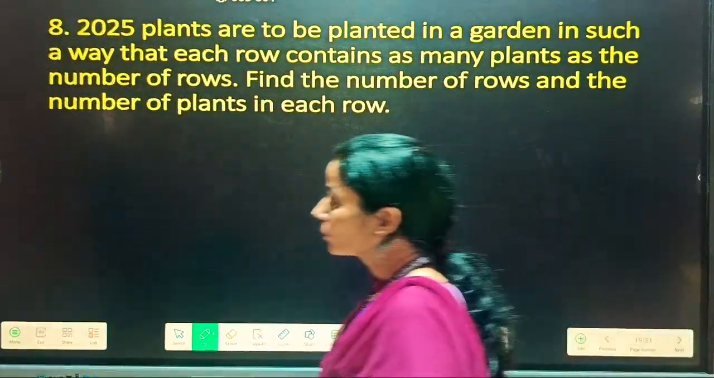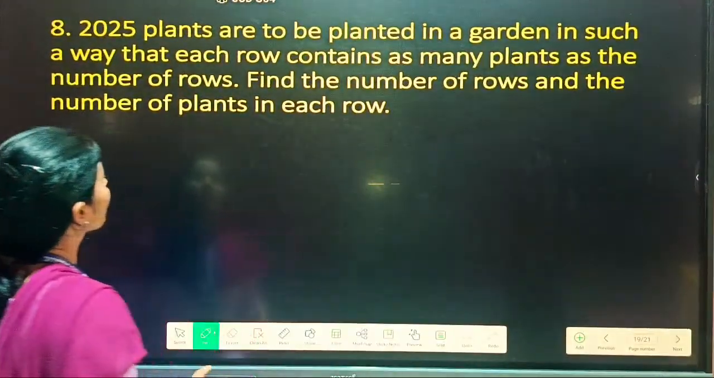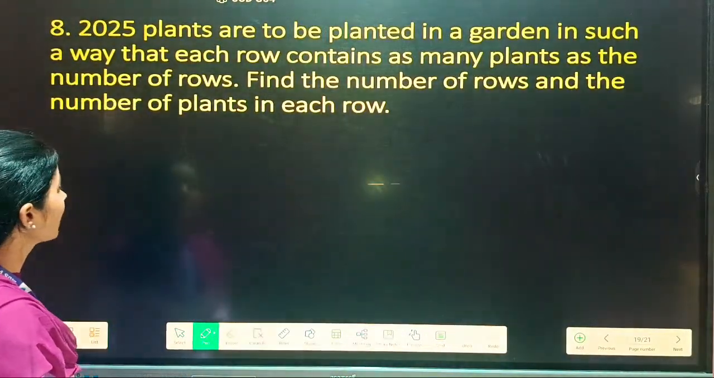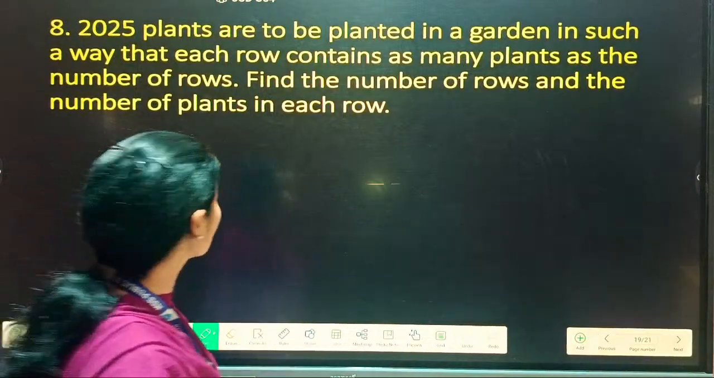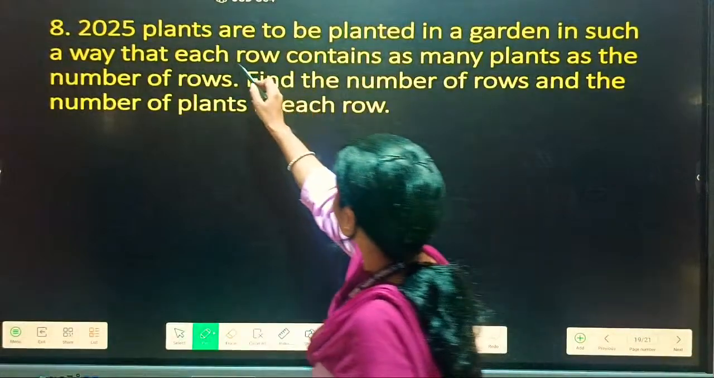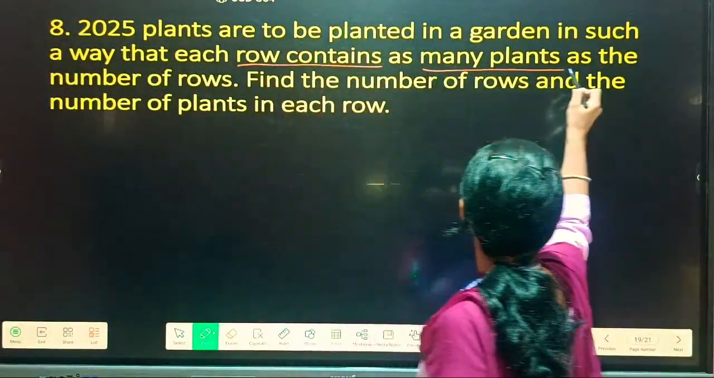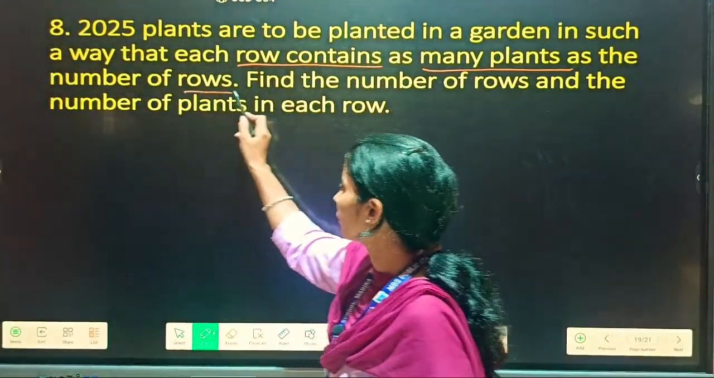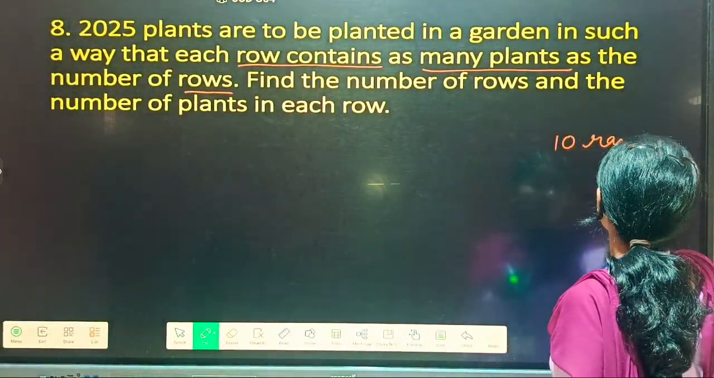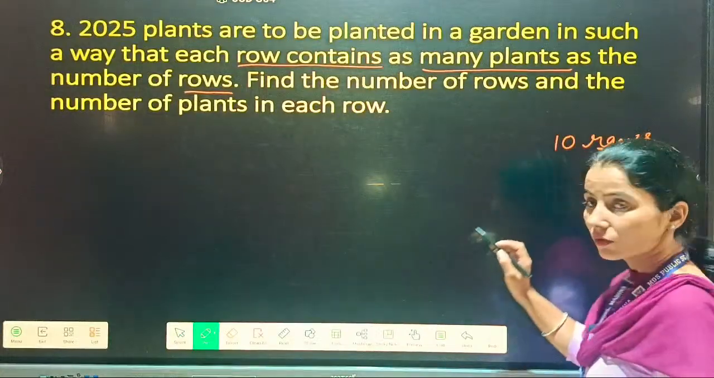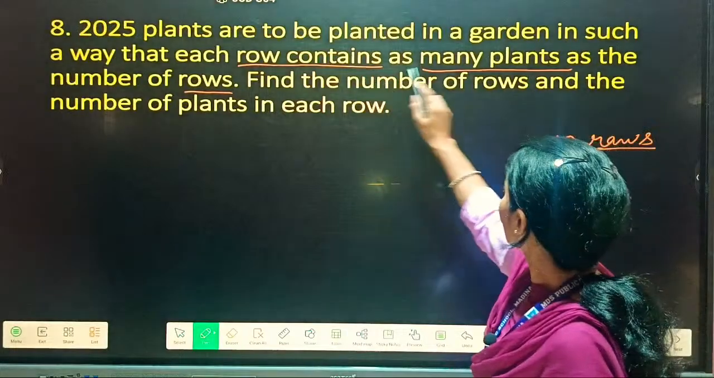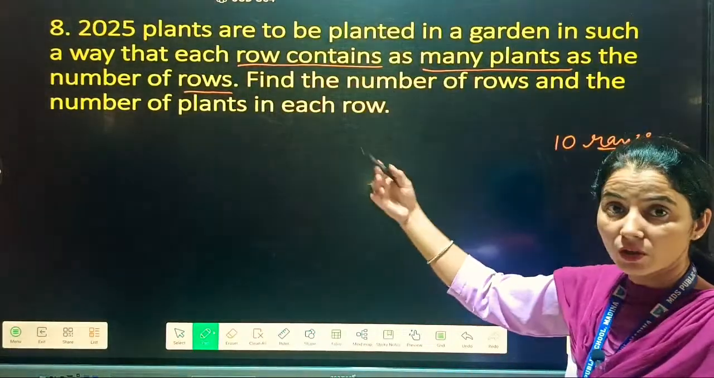Next is, 2025 plants are to be planted in a garden in such a way that each row contains as many plants as the number of rows. Suppose there are 10 rows. Then each row will contain as many plants as the number of rows.